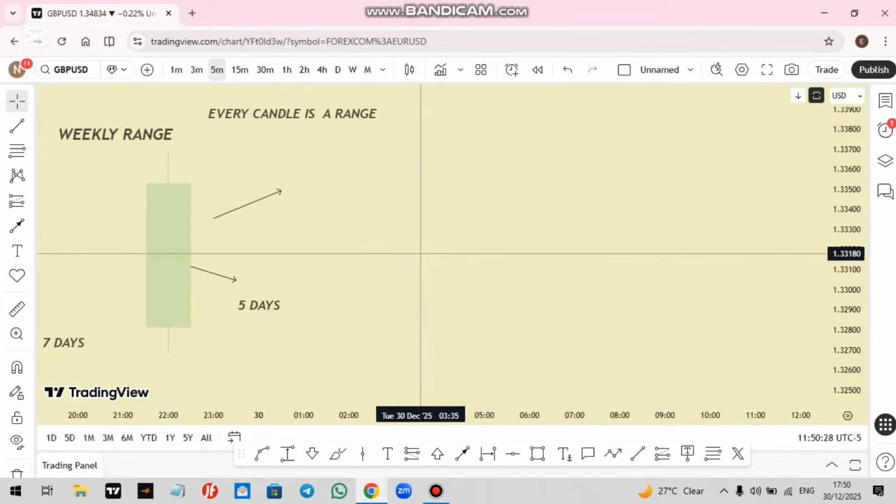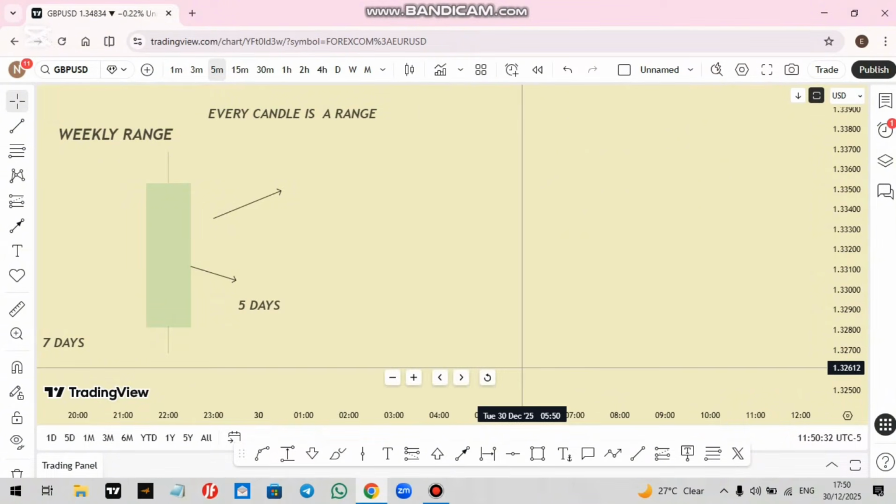Remember, the weekly candle doesn't speak for itself. The daily candle speaks out for the weekly candle. The weekly candle is just a picture. But if you dive deep into it, the daily candle is the main speaker of the weekly candle. The weekly candle is just a picture, right?